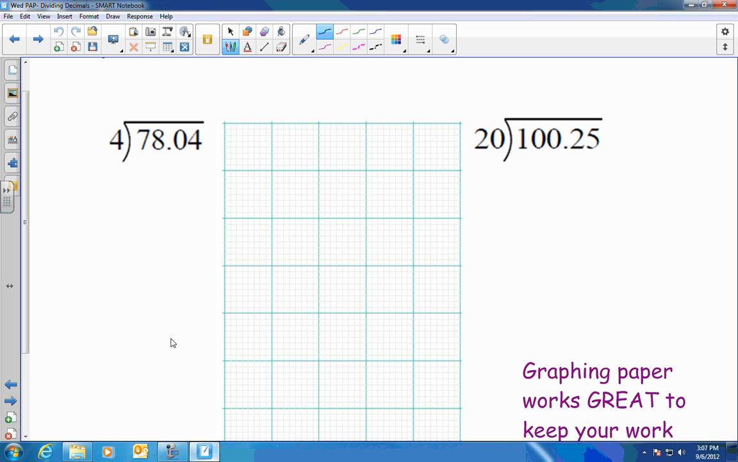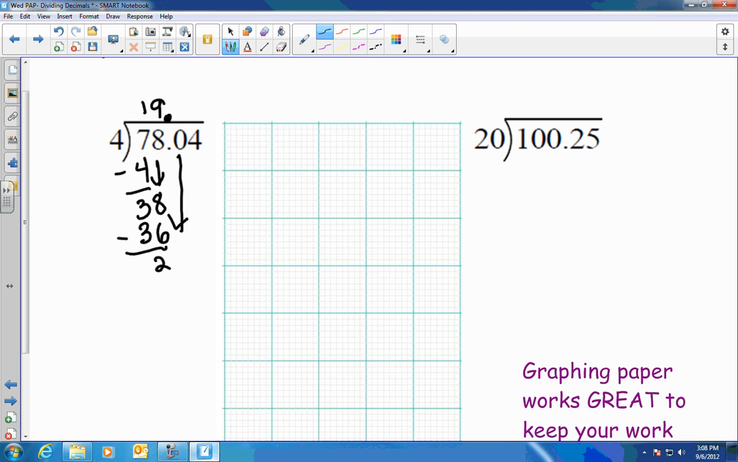Sometimes it's easier to work these types of problems on graph paper, again, to keep all your decimals lined up. I'm going to work it over on the side here since those squares are a little bit small for my pen. So 4 goes into 7 one time. So I'm going to subtract 4, and that means there's 3 left over. I'm going to bring down my 8 and decide how many times does 4 go into 38. That would be 9. 9 times 4 is 36. There's 2 left over. Notice my decimal point.